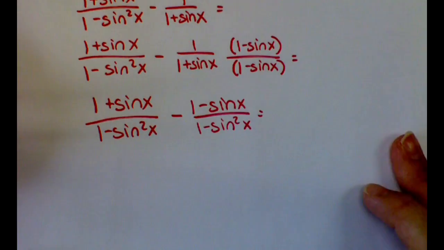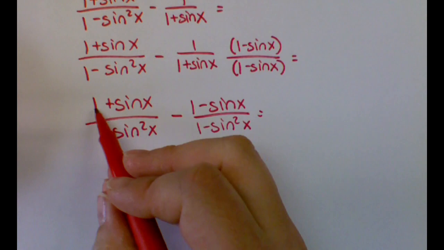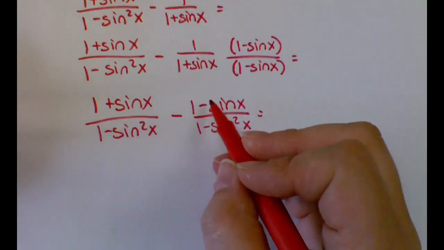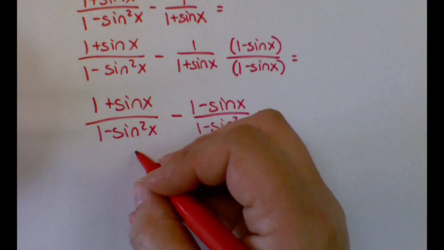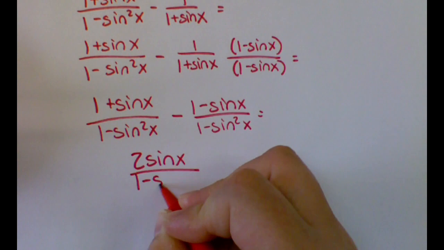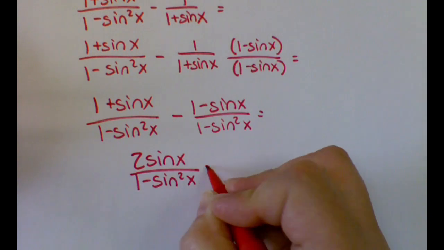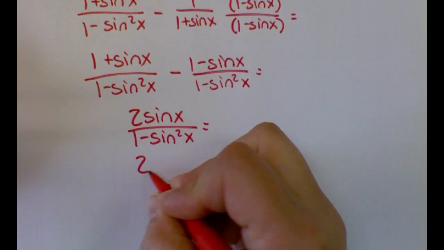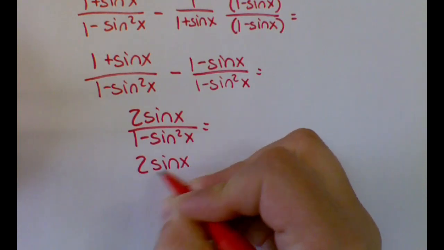Now I'll combine my two fractions. Be careful though, this minus. 1 minus 1 is 0. Sine of x minus negative sine of x is 2 sine of x. And my denominator stays the same. Now I'll say, okay, well, 1 minus sine squared of x is cosine squared.